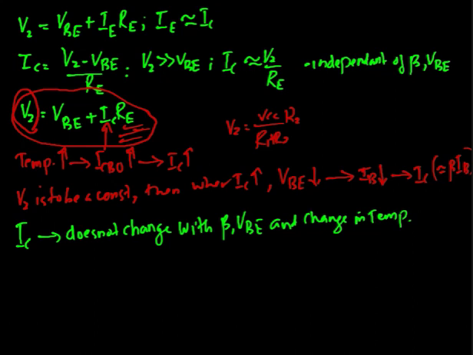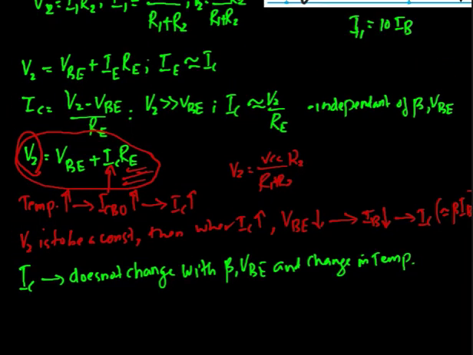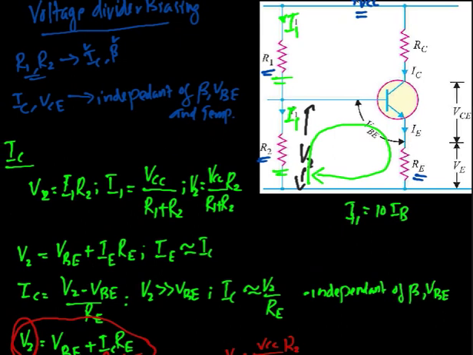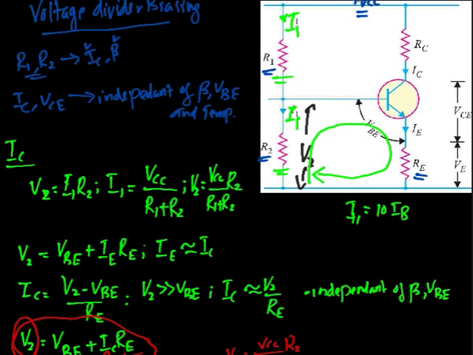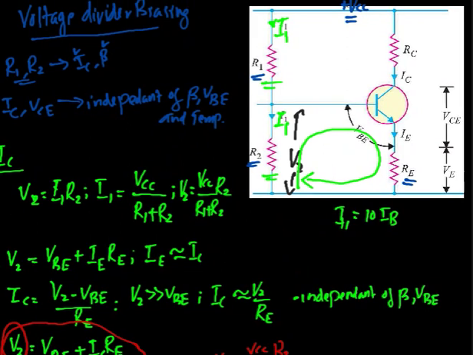If we go back to this diagram, we can see that this VCC will fall across the output port. VCC has to drop across RC, then VCE, the collector emitter voltage, and then across RE.